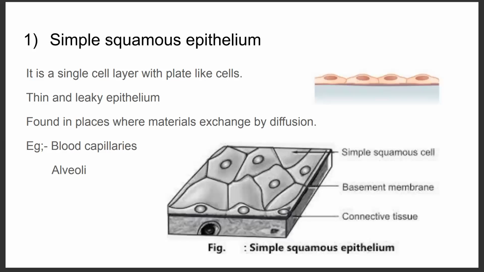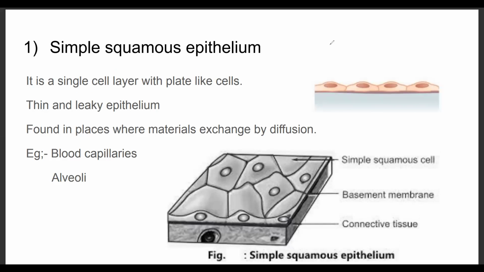Simple squamous epithelium. Now look at these two pictures. Now in the first one, what is the shape of the cells? Do they look like dice, is it a cuboid shape? No. It is plate-like, very thin. And there is only a single cell layer. So this simple squamous epithelium is composed of a single cell layer, and here the cells are plate-like, right?